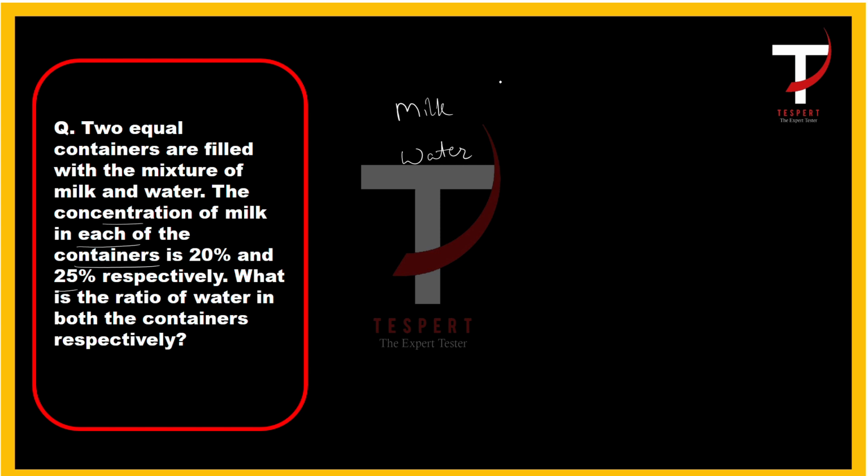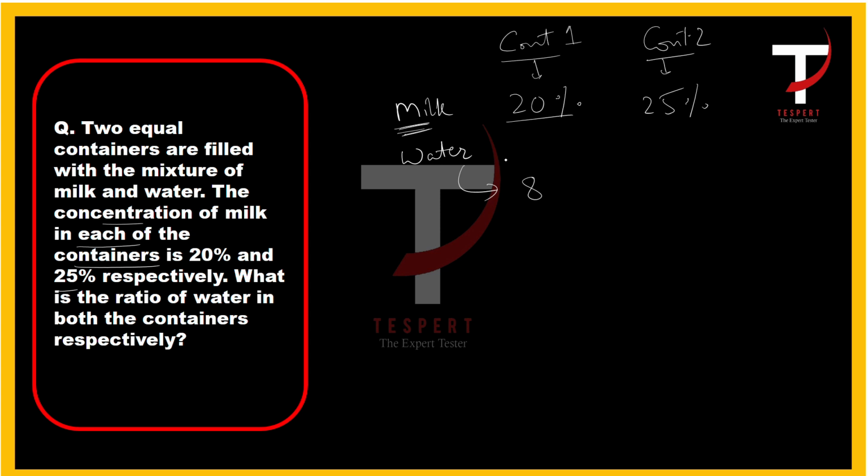So in container 1 it is 20%, whereas in container 2 the quantity of milk is 25%. This is container 1, this is container 2. So in container 1, if the percentage of milk is 20%, then what is the percentage of water? The percentage of water is 100 minus 20, which is 80%. In container 2, if the percentage of milk is 25%, then the percentage of water is 100 minus 25, so the remaining percentage is water.